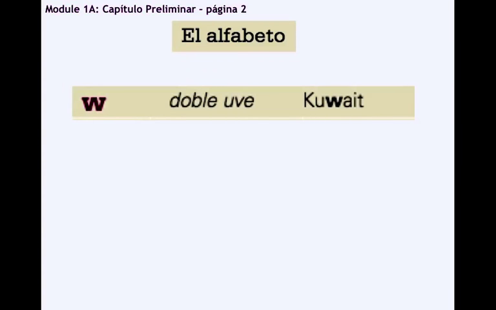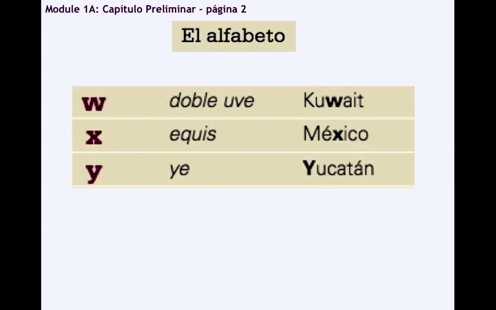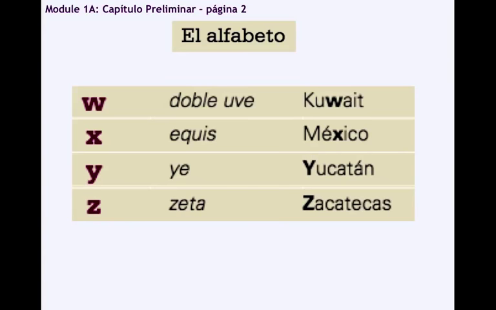W, Kuwait, W. X, México, X. Y, Yucatán, Y. Z, Zacatecas, Z. Repitan. W, X, Y, Z. Now todos, escucha, listen first, and say the entire four together. W, X, Y, Z.